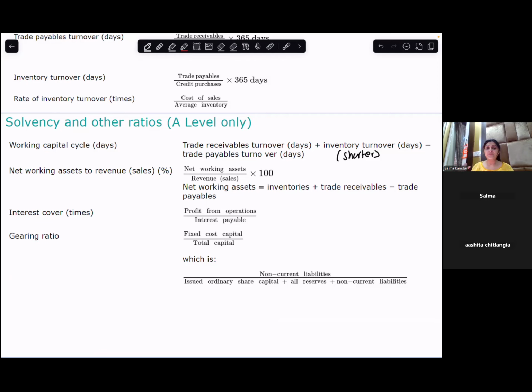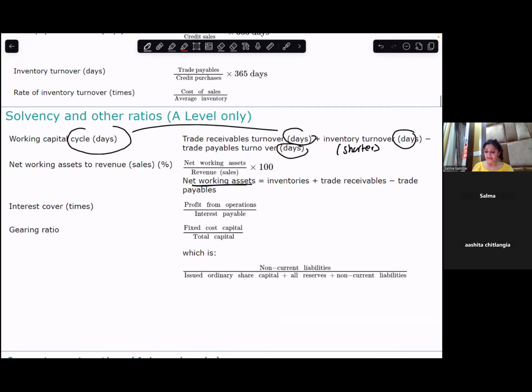Net working assets to revenue ratio. What does this tell you? Net working assets to revenue ratio is like how much your current working assets are giving back to you. Your working assets are generating how much sales? In net working assets, what is the formula? Inventories plus trade receivables minus trade payables. Remember, in working capital cycle, you're going to use the formula for days. But over here, you're going to do your net working assets.